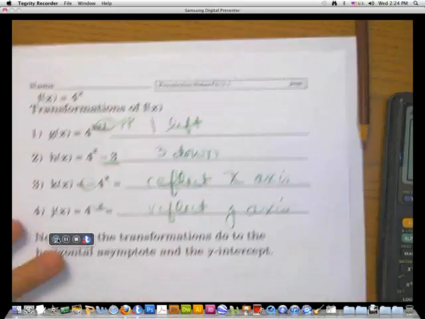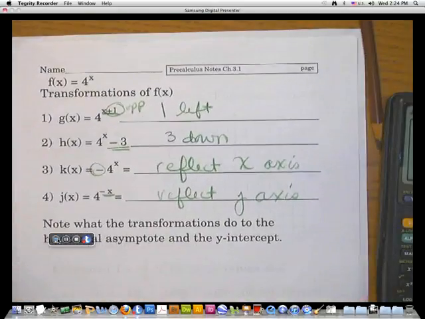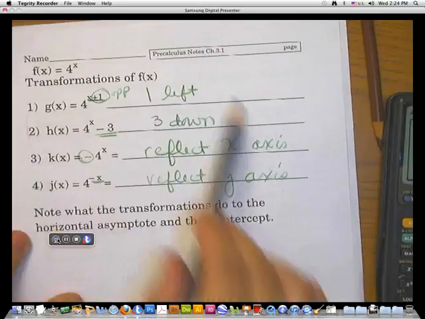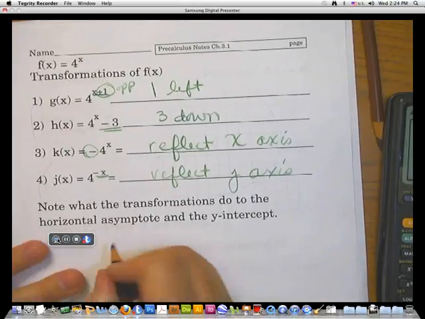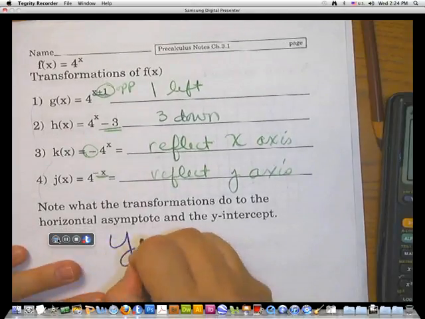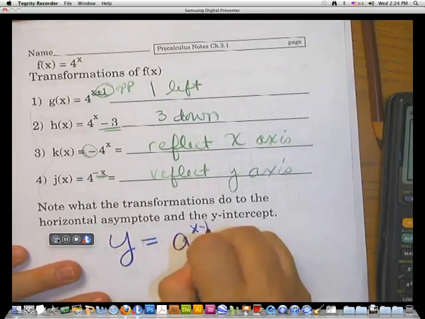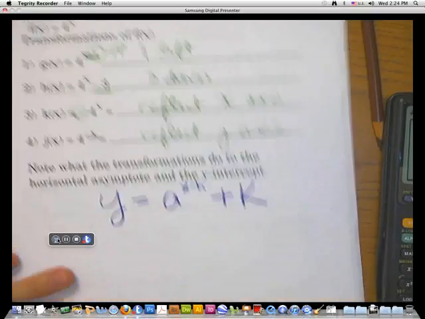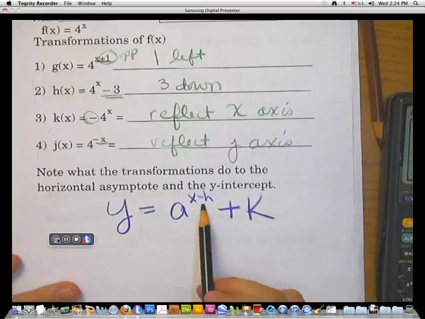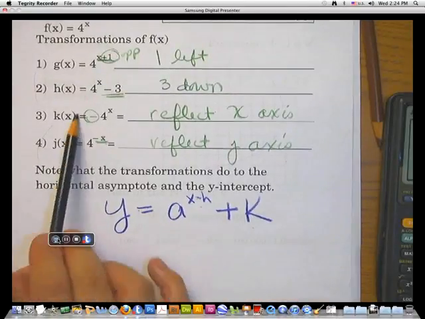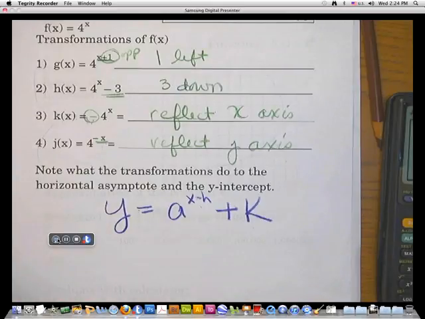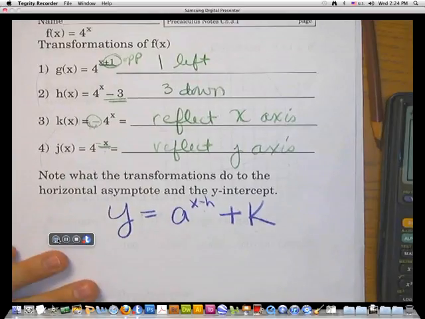So in general, when it comes to our transformations, they're very similar to what we've been already working with, all of our h's and k's, with all of our different polynomials. So what we have here is a general form, y equals a, x minus h, plus k. H moves us left and right, k moves us up and down, and once we start putting negatives with those things, we start reflecting over x's and y's.